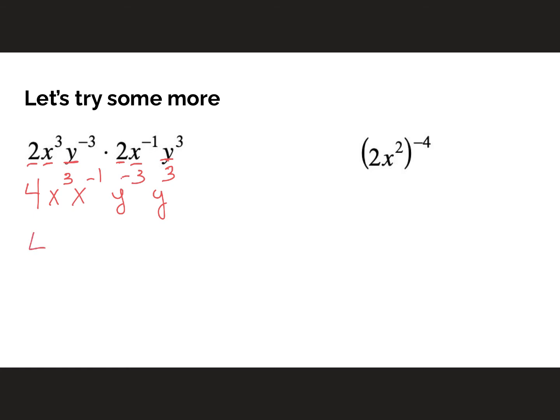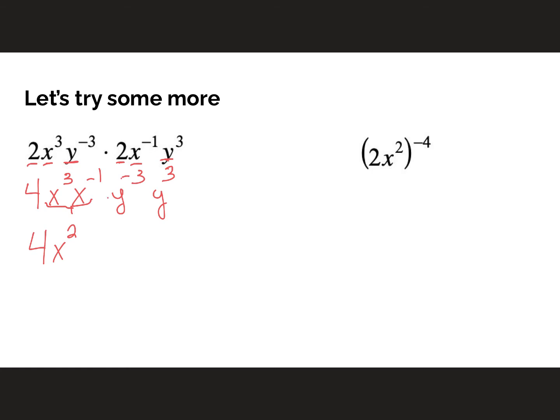So I'm going to bring down my 4. X to the negative 3. X to the 3rd times x to the negative 1. We add the exponents. 3 plus negative 1 is just 2. So I get left with x squared. Over here. Ooh, that was really bad.